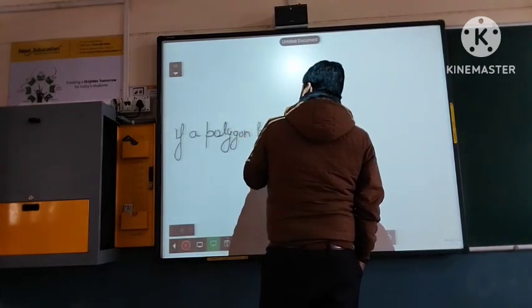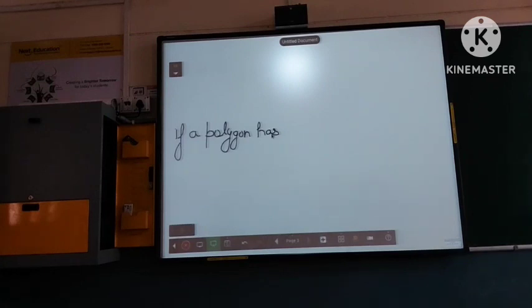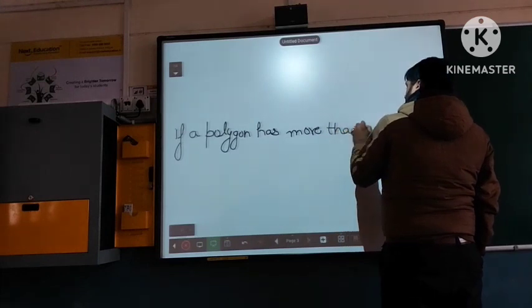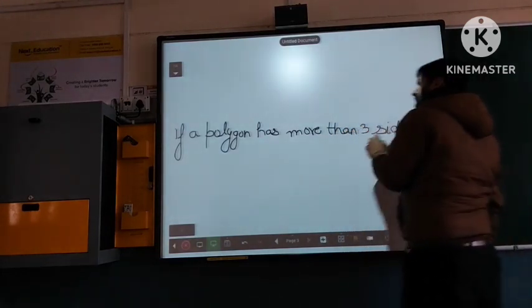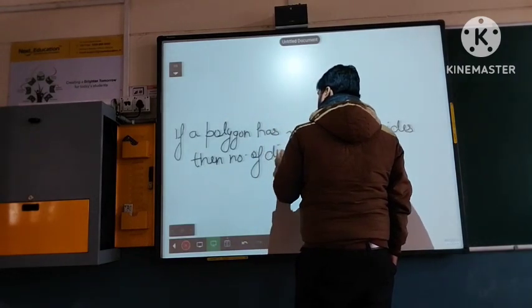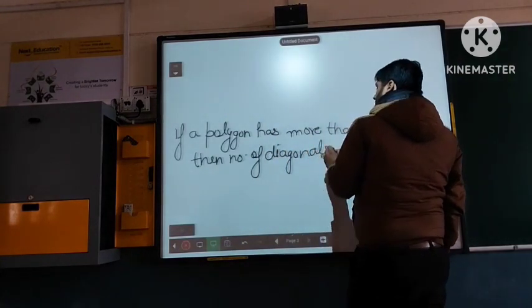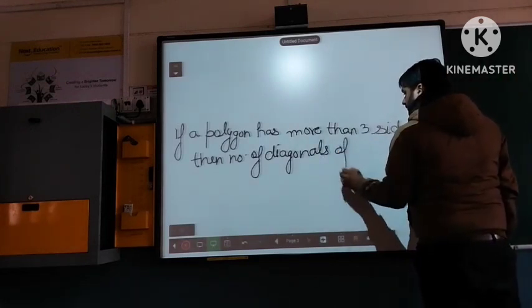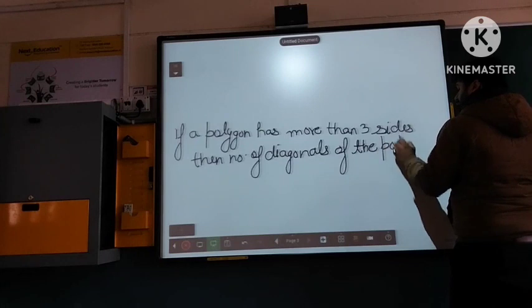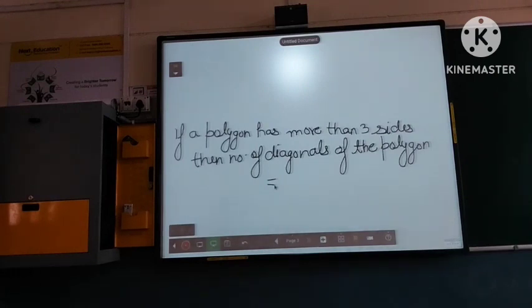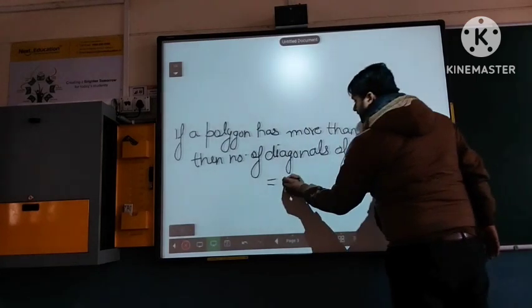And one more note they have given for finding the number of diagonals. But this note is valid, or the formula is valid, only if the number of sides in that polygon is more than 3. That means if a polygon has more than 3 sides, then the number of diagonals of the polygon will be equal to what? n(n minus 3)/2.